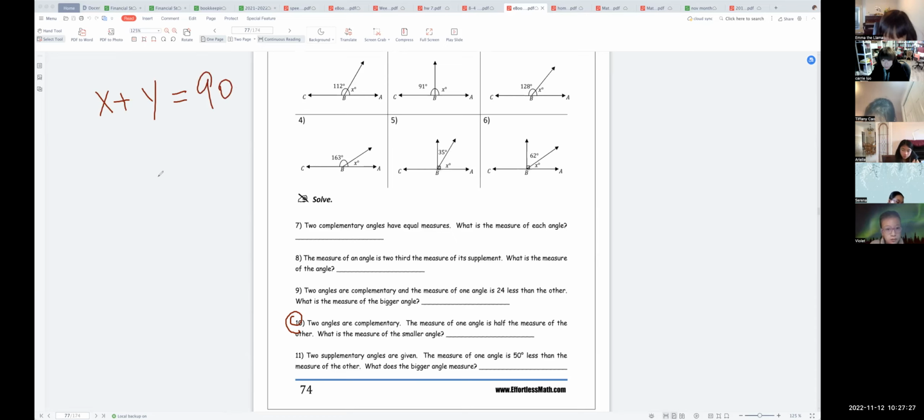Okay, so the measurement of one angle is half of the other. So x equals half y. Or you can say 2x equals y. That's fine as well. Right? So it's half, so that's the same thing. Get it? So it's up to you which one you like. Okay, so solve the question for me.